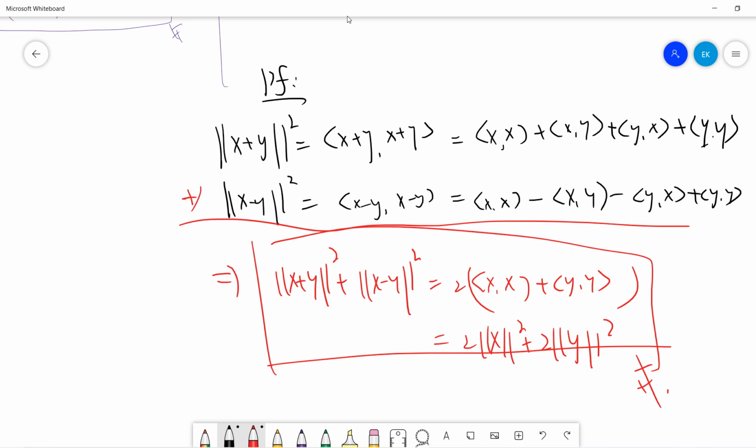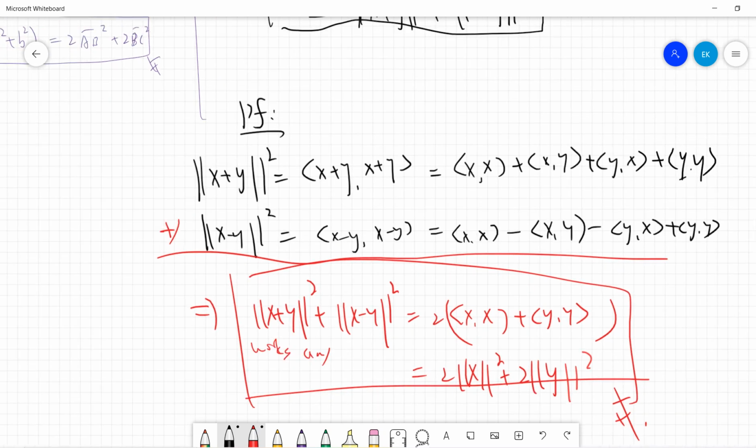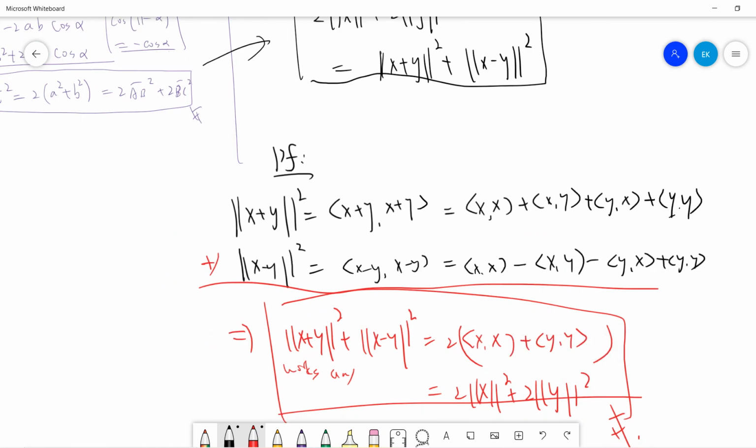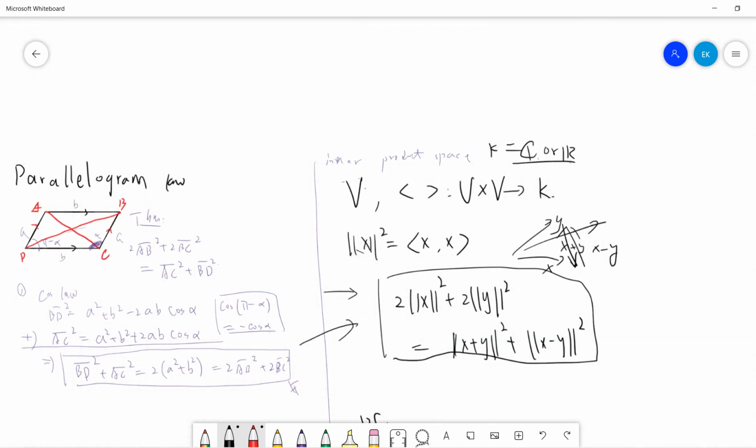So that's basically the idea. This works for any inner product space, and if you learn further analysis or functional analysis, you will keep seeing this formula. It is also famous in Hilbert space, which is a complex inner product space. I think that's it. Next time we will talk about the polarization identity, which is very close to this parallelogram law.